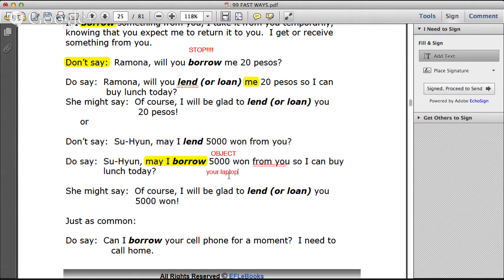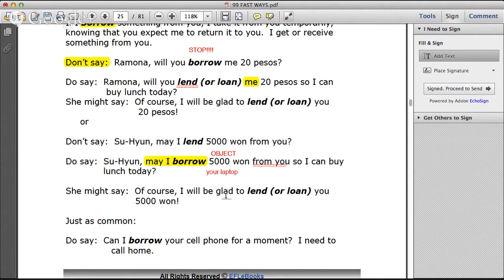Okay, but it's always going to be an object that you're looking to borrow. You will not say borrow me or borrow them. If you are going to use a pronoun, it's going to be a possessive pronoun of an object. May I borrow your car to go pick up my mother from the airport? May I borrow $5 to buy a pizza for everyone?